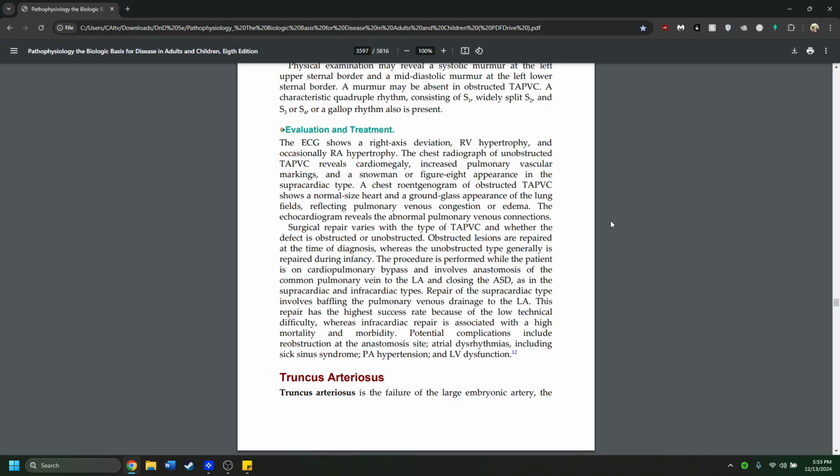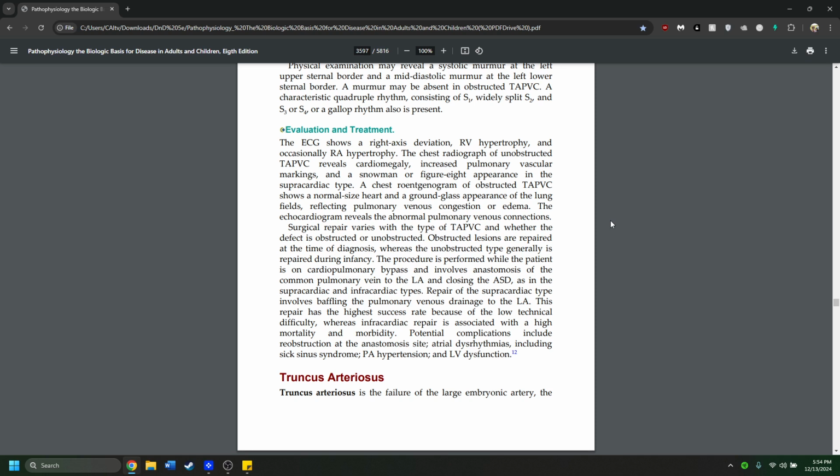Surgical repair varies with the type of TAPVC and whether the defect is obstructed or unobstructed. Obstructed lesions are repaired at the time of diagnosis, whereas the unobstructed type generally is repaired during infancy. The procedure is performed while the patient is on cardiopulmonary bypass and involves anastomosis of the common pulmonary vein to the left atrium and closing the ASD, as in the supracardiac and infracardiac types.